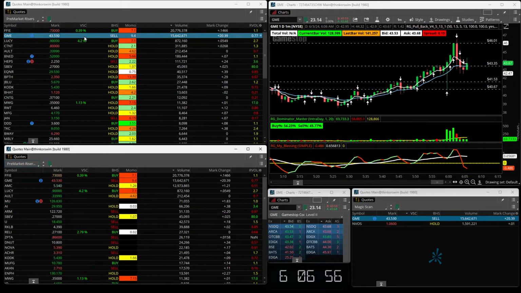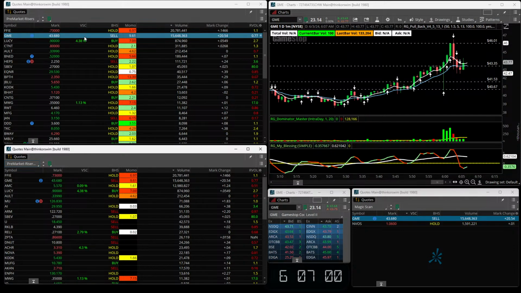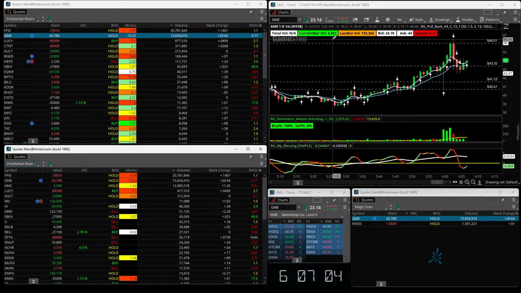Don't get in if the volume spike doesn't occur. We need a rush of buyers coming in. You can see the volume has slacked right here. Starting to pick up a little now.